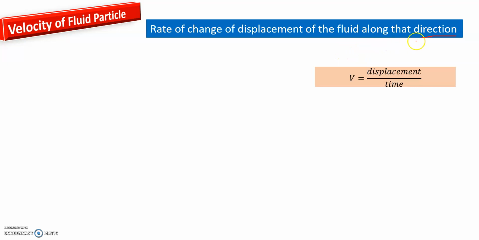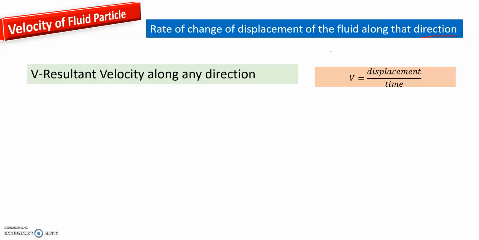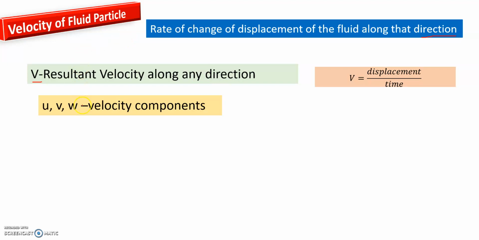Whenever we mark a direction, we can call that parameter a vector parameter also. So here, velocity, since it has a direction, is a vector parameter. If I take capital V as the resultant velocity along any direction, let u, v, w be the velocity components.